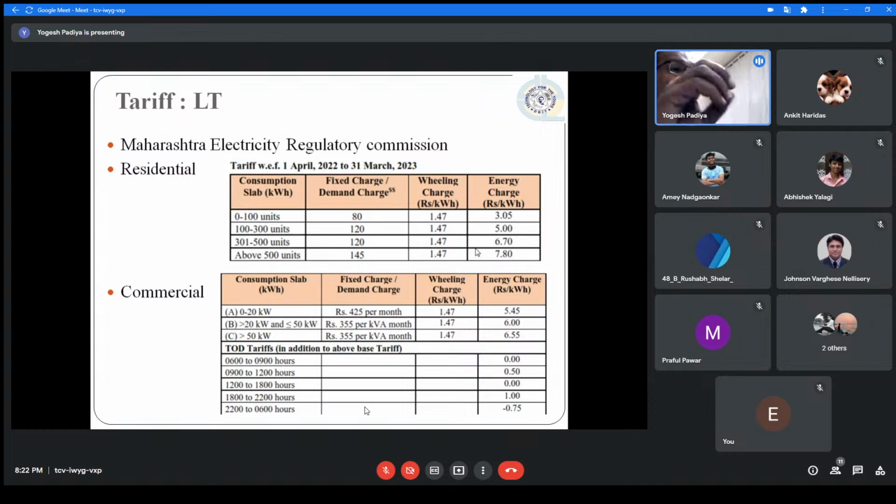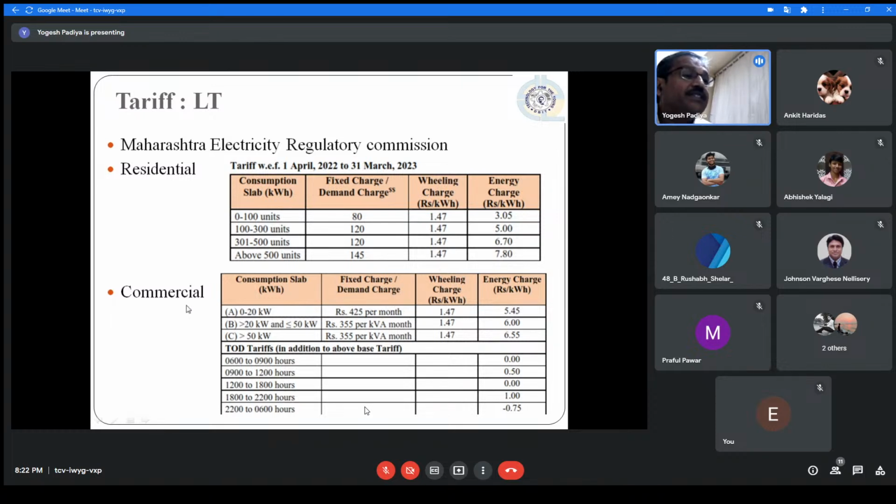Now, some light bills. You can see there are tariffs available. For residential purpose, for 0 to 100 units, you have less charges. But if you increase the electricity consumption to more than 300, the tariff increases from 3 to 6 rupees, and above 500, this goes to 7, 7.8 rupees per unit. Similarly, the fixed charges also increase, and the billing charges, this plus this, will be your electricity charges.